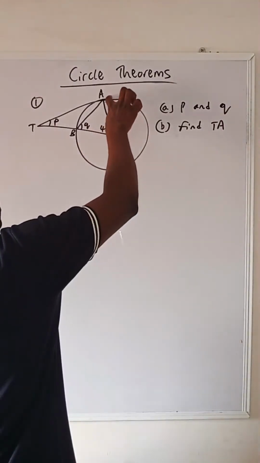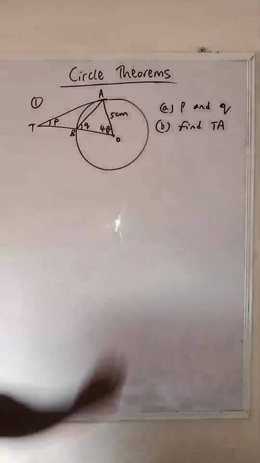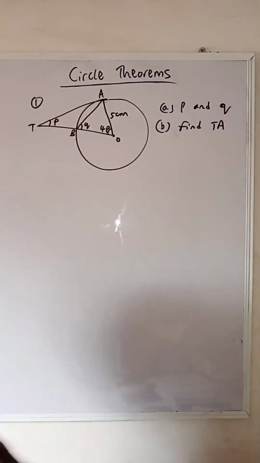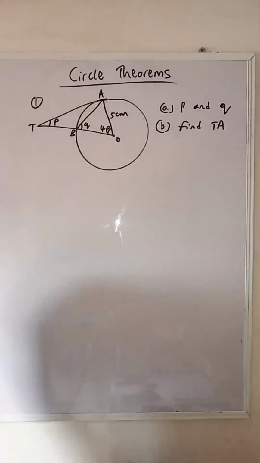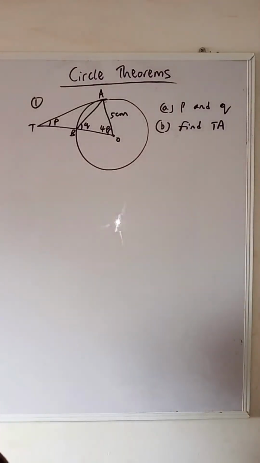So we want to get P and Q, we want to get TA, but let's start with getting P and Q. Who wants to help us? How can we get P and Q?